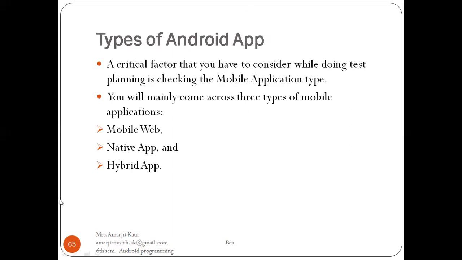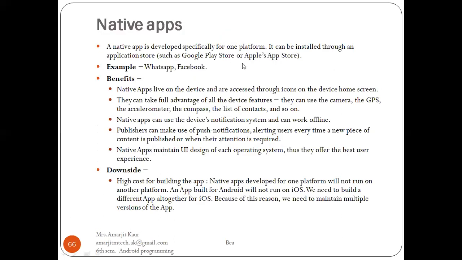Now, what is a native app? A native app is developed specifically for one platform. It can be installed through an application store such as Google Play Store or Apple's App Store. Examples are WhatsApp, Facebook. Native apps live on the device and are accessed through icons on the device home screen. They can take full advantage of all the device features.